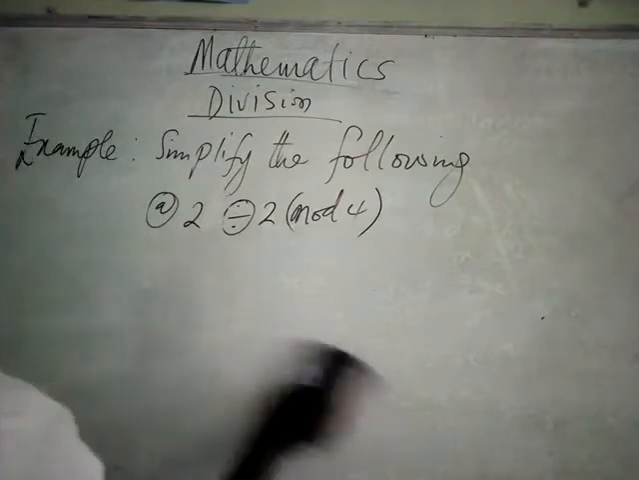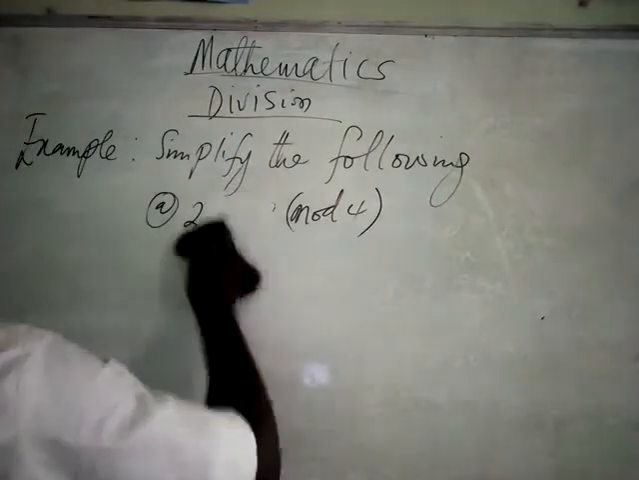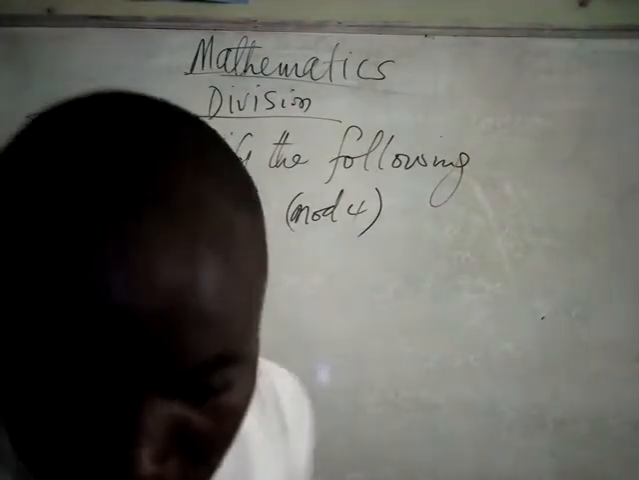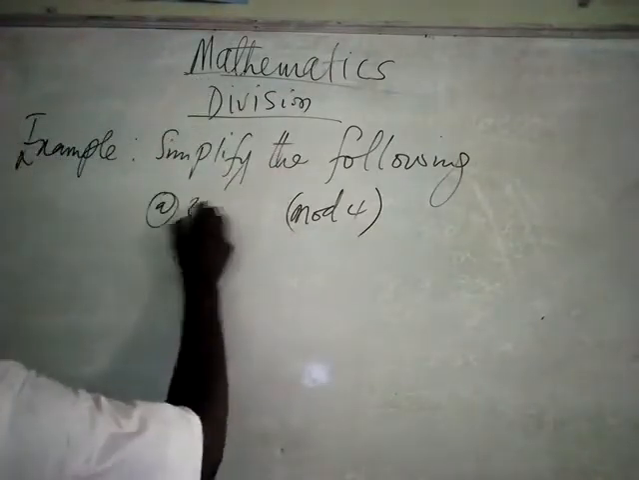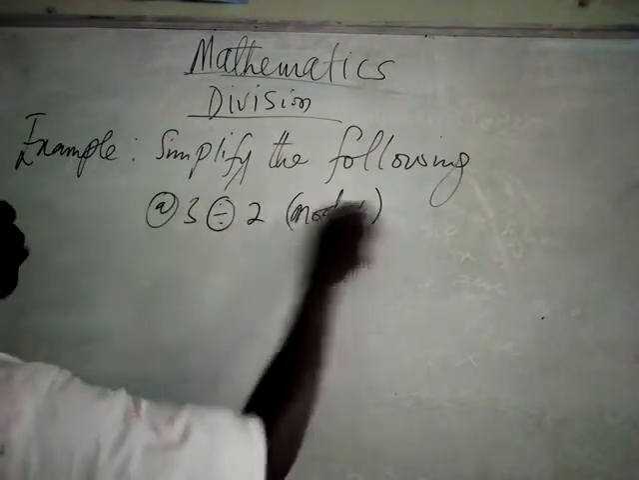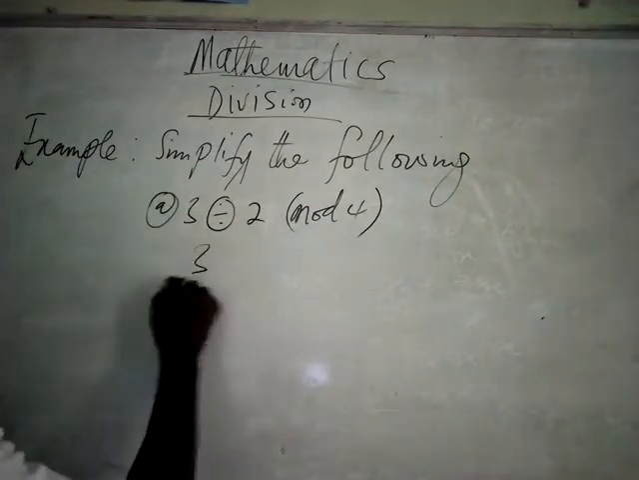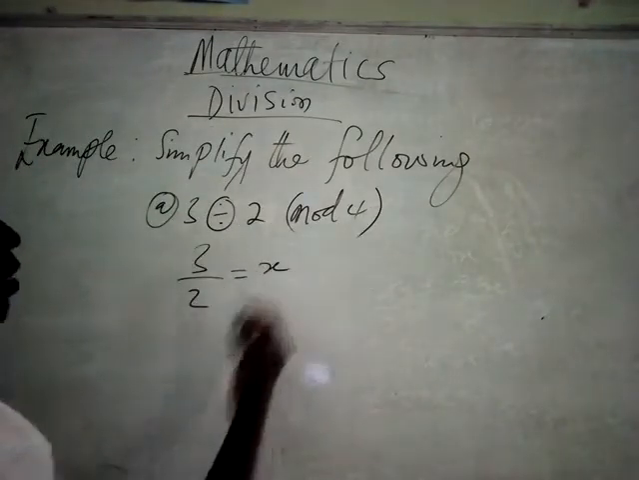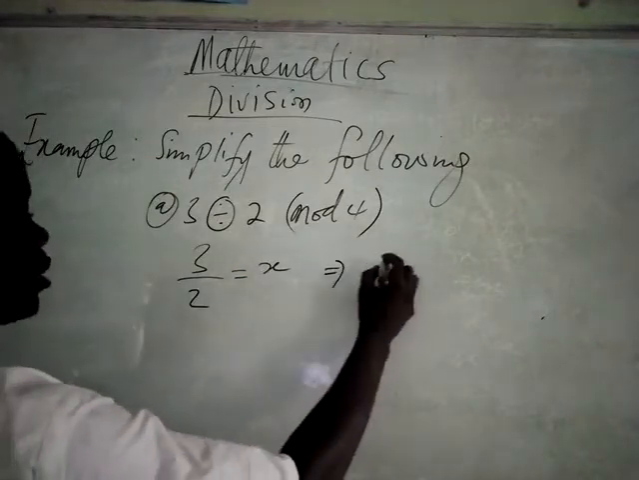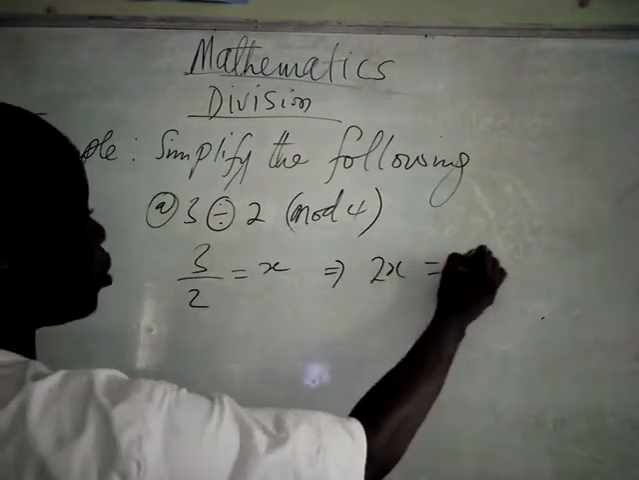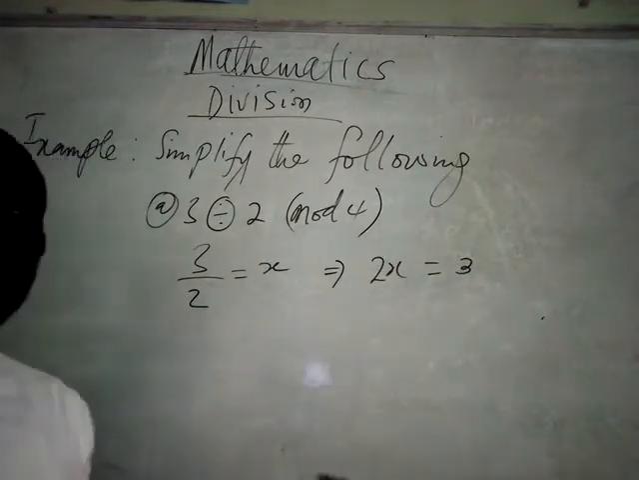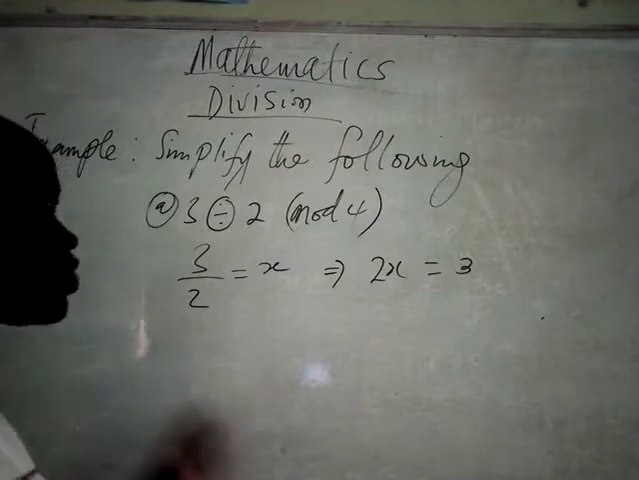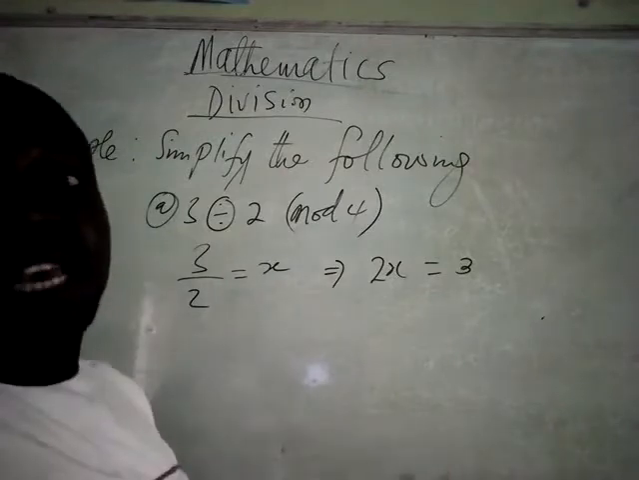Let's look at another one for us to see what we are doing. We're asked what is 3 divided by 2 in mod 4. So this is 3 all over 2 equal to x, which implies that 2x is equal to 3. You cannot divide both sides by 2, because you're going to have a fraction, and we don't want a fraction in this math, like I said earlier.